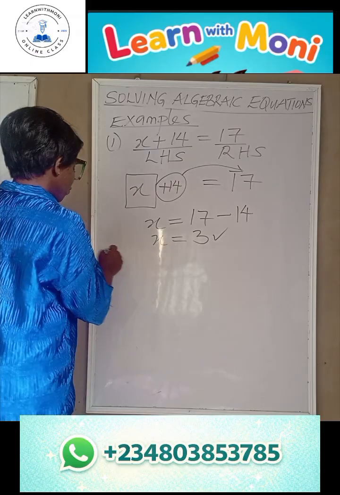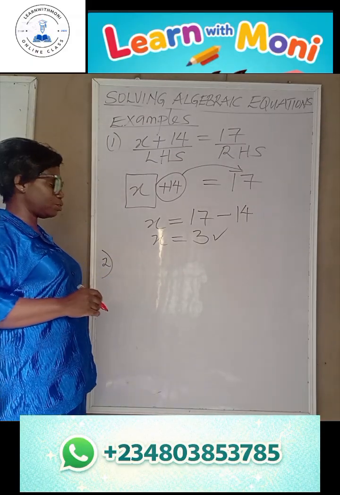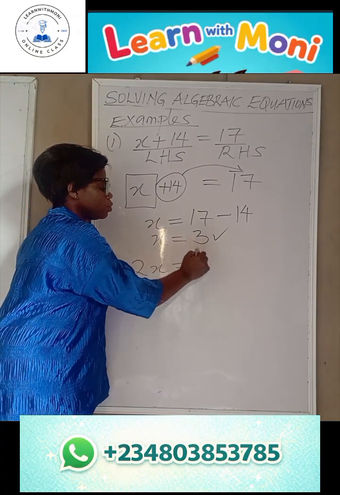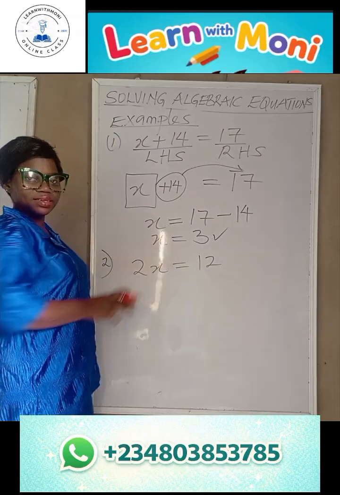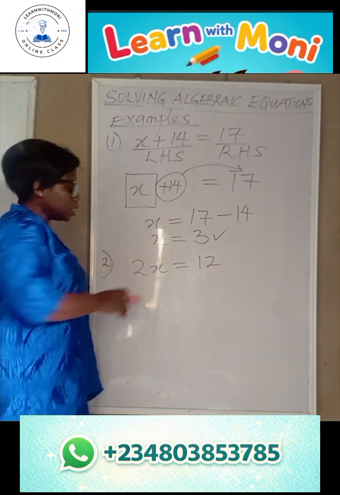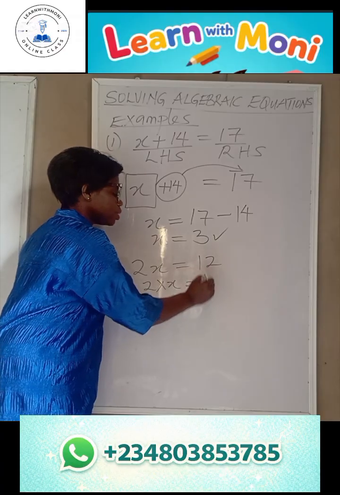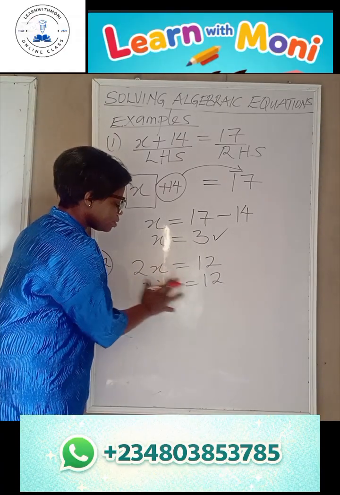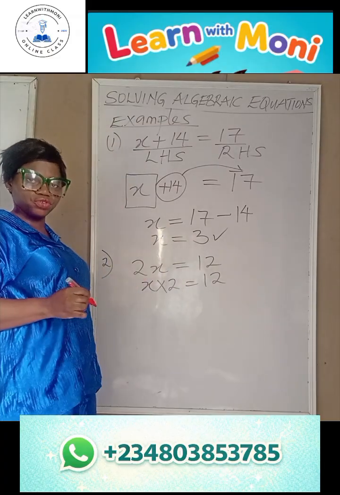Let us go into further learning. We can also have a situation where we have 2x is equal to 12. When you see 2x this way, whatever number is standing with your unknown, this means 2 times x. That is what it means. And it is equal to 12. You can also write this as x times 2. And I think I prefer it as x times 2.